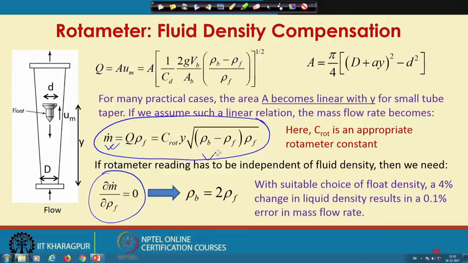If you compute this derivative and set it equal to 0, you will get rho b equal to 2 rho f. So, if I choose the density of the rotameter float as twice the density of the rotameter fluid, the variation of fluid density will be fully compensated for.